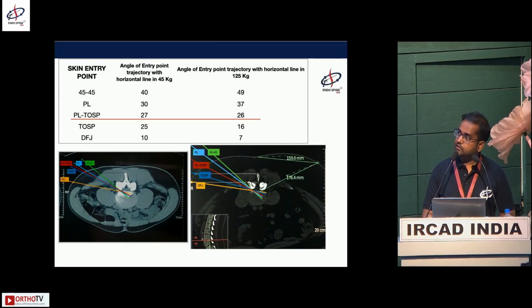Also we have seen the trajectory is changing. In the 45-45, suppose in a patient of 45 kg the trajectory is 40, so it is changing to 49 in a 125 kg patient. But here we could find a very interesting fact, that this entry PL TOSP in a 45 kg it is 27 and in a 125 kg it is 26. That is, this PL TOSP trajectory is not changing much with the physical parameters of the patient. So this was an interesting fact that we could find out, and we could use it in the future, that we'll see.